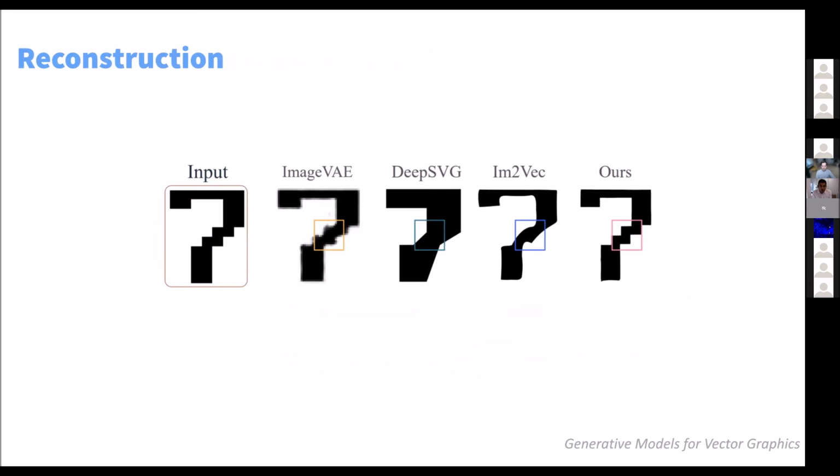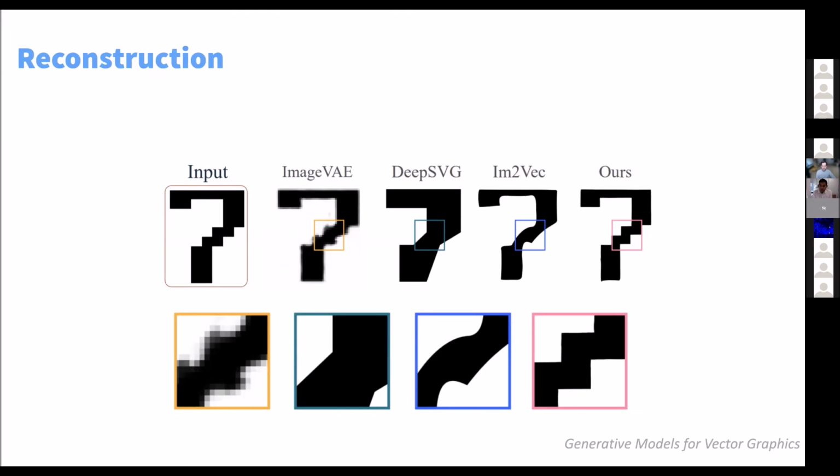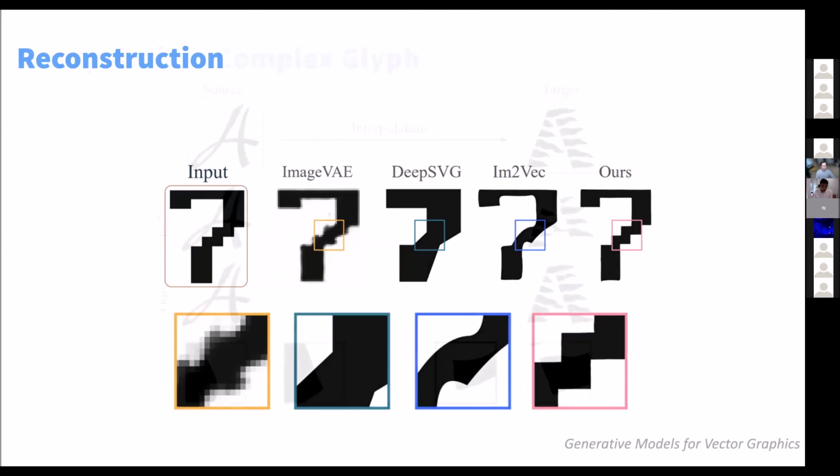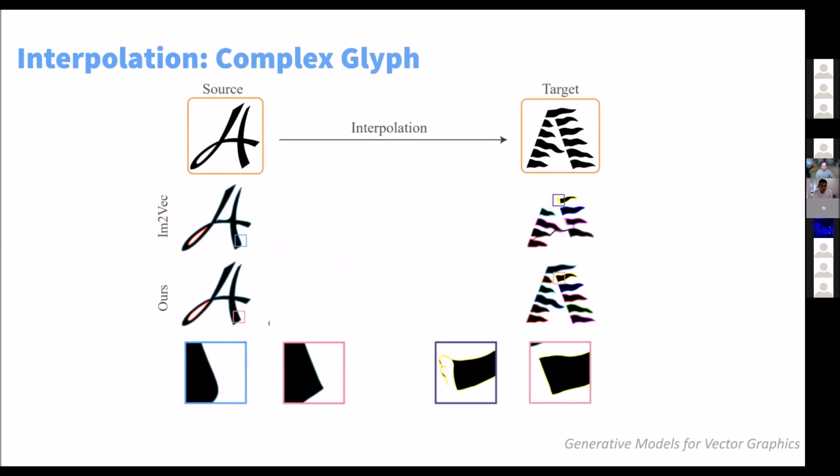So the second column is image VAE. The DeepSVG result is there. Im2Vec is what I presented in the first half of the talk, ours, as you see here. And this continues to be nice as we go forward. So the pink zoom is the multi-SDF method, or the multi-implicit method I just presented. Okay. Let's look at some interpolation results.